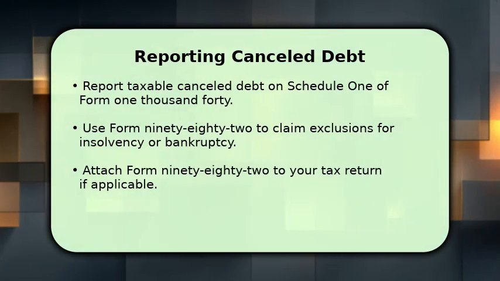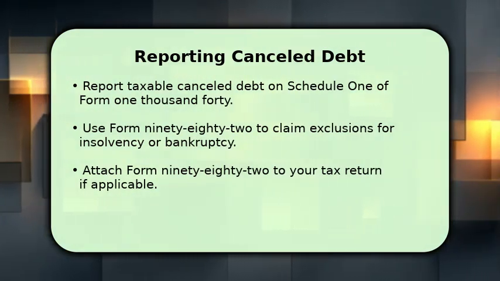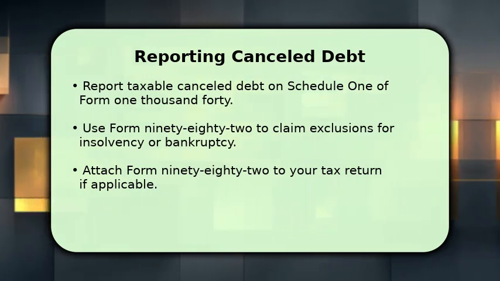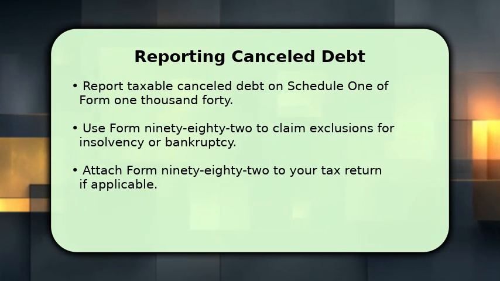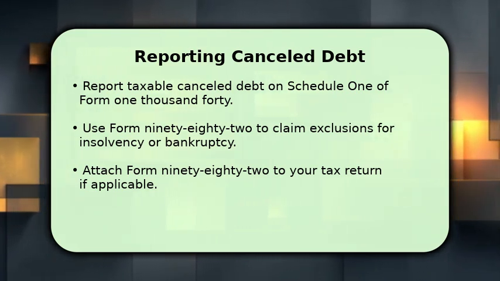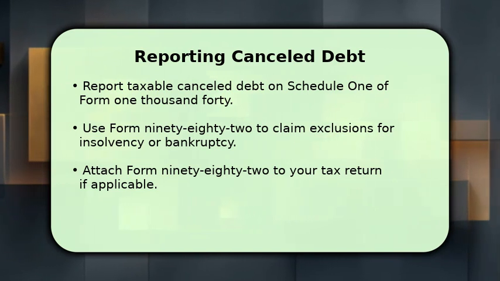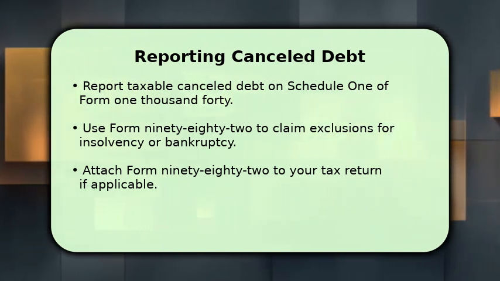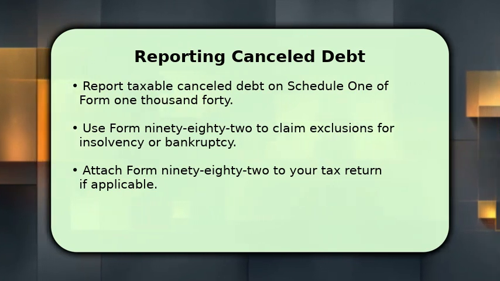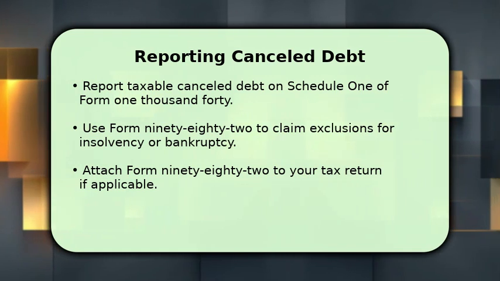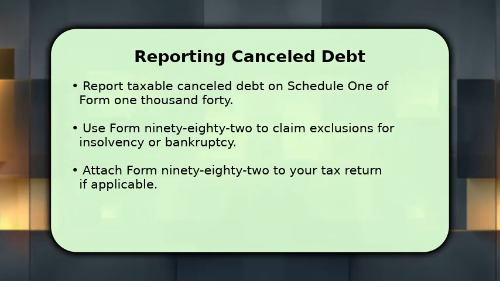When it's time to file, you'll typically report taxable canceled debt on Schedule 1 of your Form 1040. If you qualify for an exclusion, such as insolvency or bankruptcy, you must complete Form 982, Reduction of Tax Attributes Due to Discharge of Indebtedness. This form helps you calculate the amount of debt you can exclude. Remember to attach Form 982 to your tax return if you are claiming an exclusion.